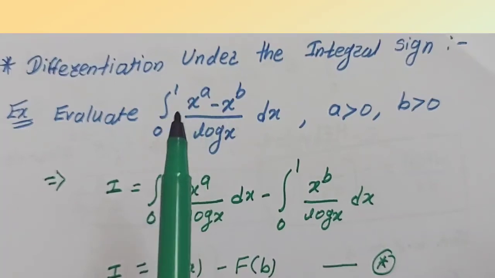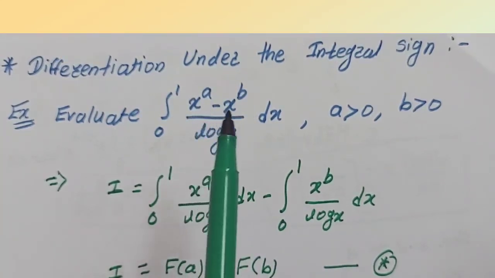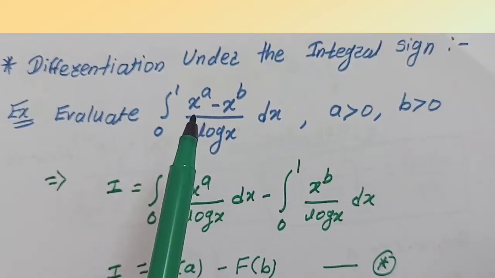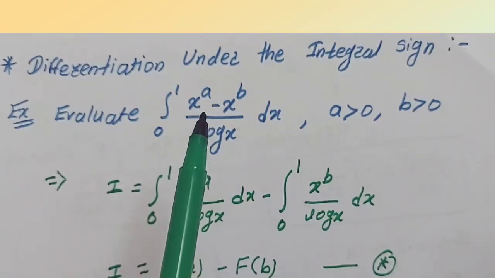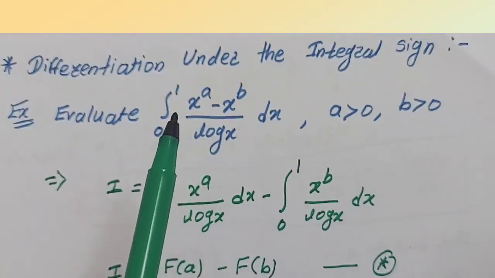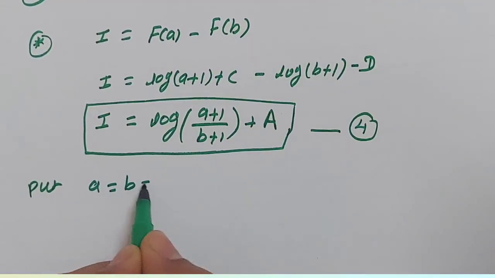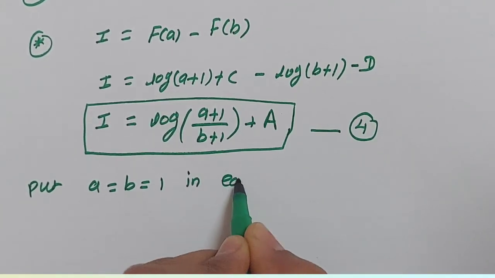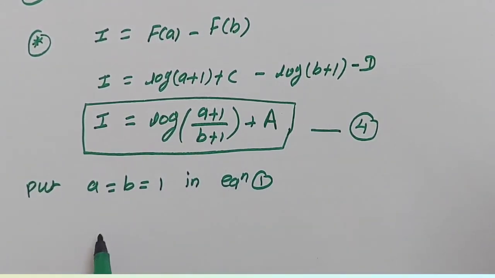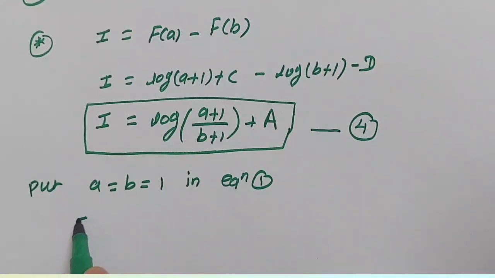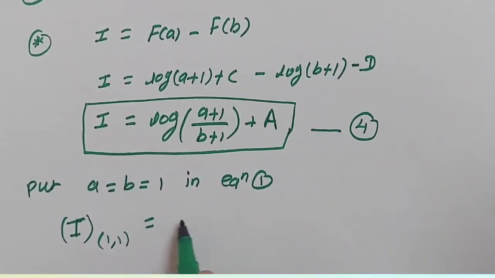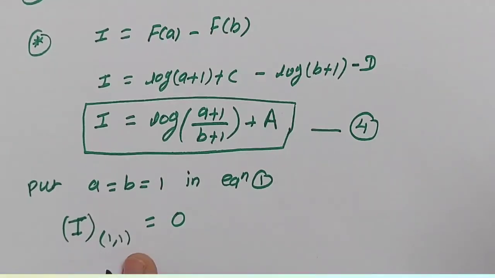Here, if you observe this integration, if a and b are similar, then this subtraction is 0. That means any value we can take, just we have to take care that a and b are equal so that we can easily get the value of this integration. So we can take any value. So here I take a equals b equals 1 in equation number 1. That means our given integration, I at (1,1) is equal to 0. a is 1, b is 1. If we put in our integration, then integral is 0.